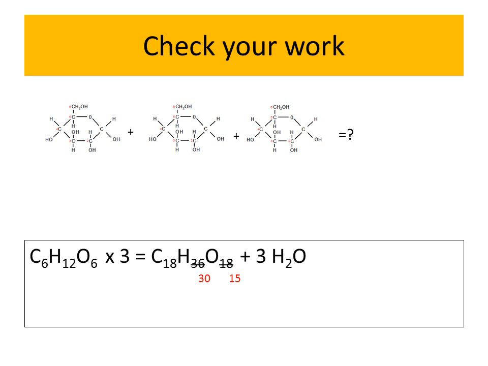So instead of 3 waters being produced, it would be 2 waters being produced. So if you would correct my slide, the final formula would be C18H32O16, and there would be 2 waters produced.